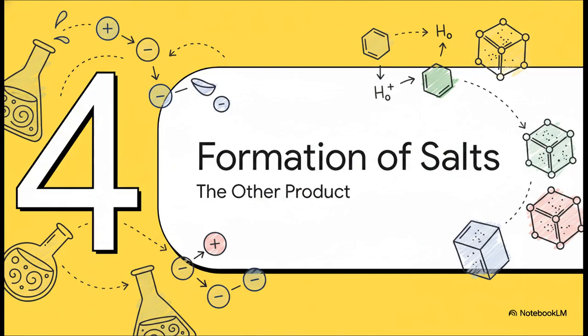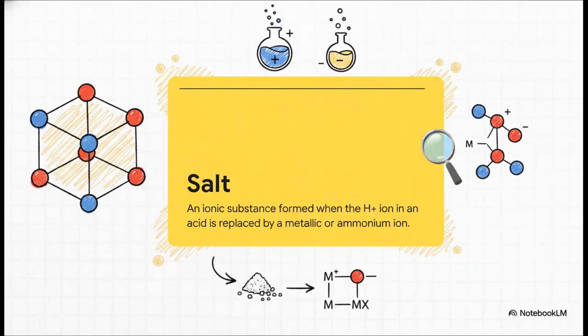But hold on a second. Water is only part of the story. When those H+ and OH- ions get together, they leave their old partners behind, right? So, what happens to the bits of the original acid and base that are left over? They form a salt. A salt is what's known as an ionic compound, and it's made from the positive part of the base and the negative part of the acid, basically the leftovers. It's the second product you get from every single neutralization reaction.